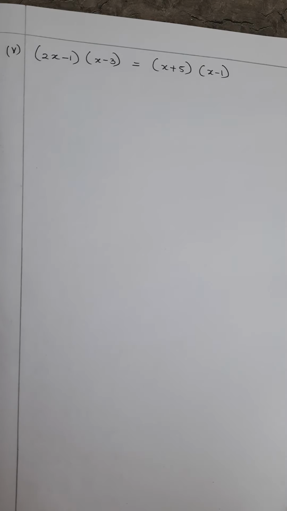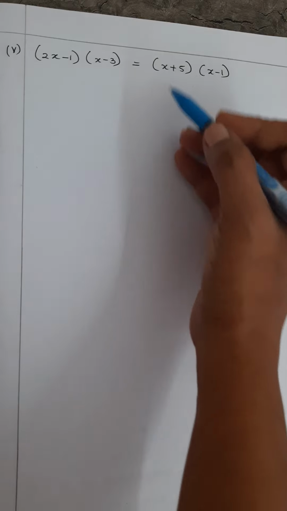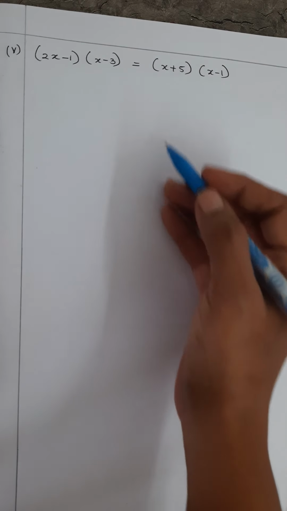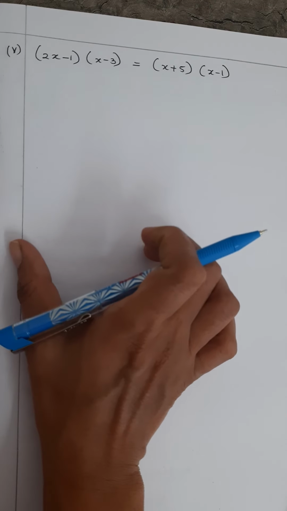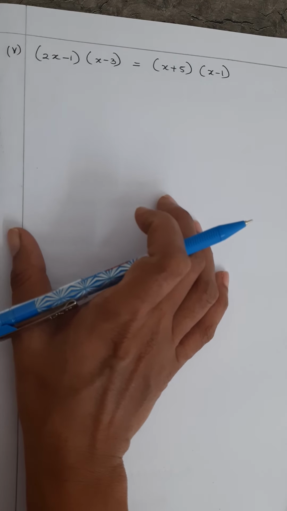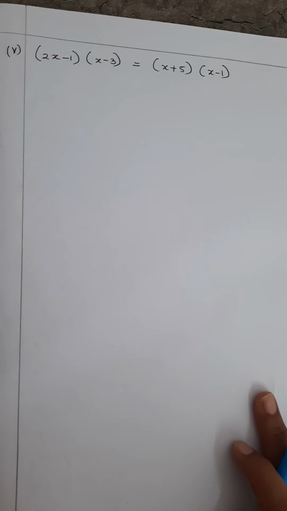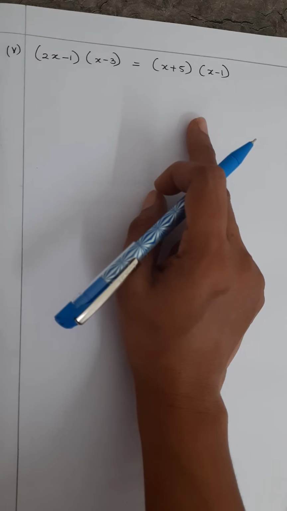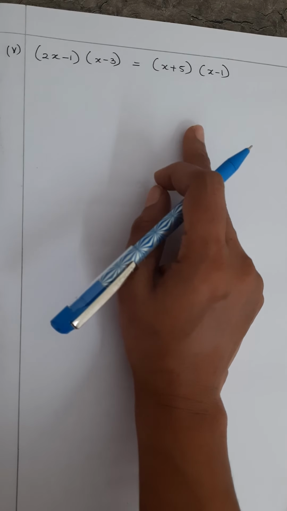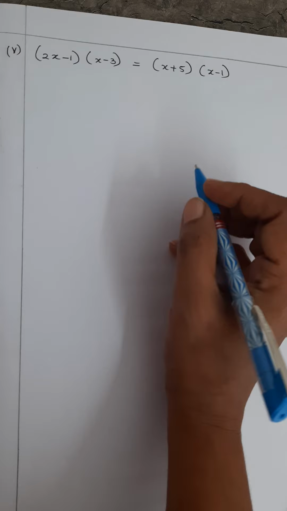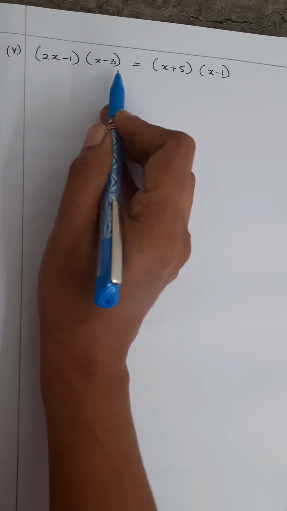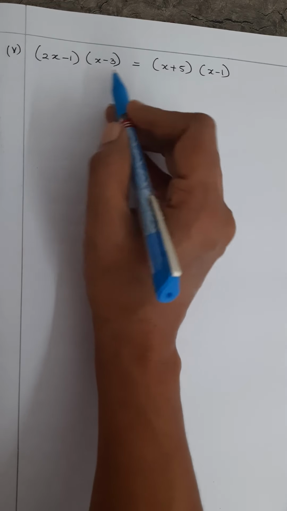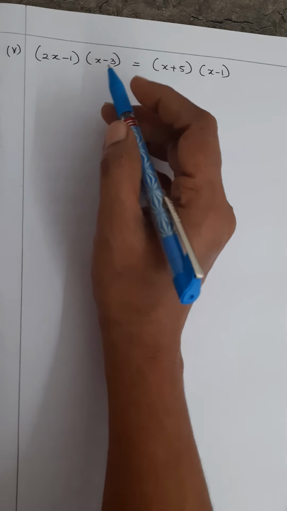Alright, how can we check whether this is a quadratic equation or not? We'll simplify this and bring it to the standard form. After simplification, if it comes as the standard form, that is ax² + bx + c = 0 in the general form, then we can say that this is a quadratic equation. Otherwise, this is not a quadratic equation. So let's find out. On the left hand side, (2x - 1)(x - 3) is there. So let's remove the bracket and multiply.